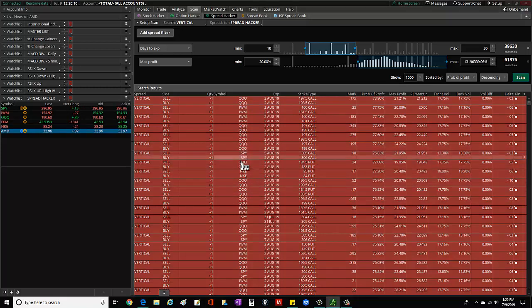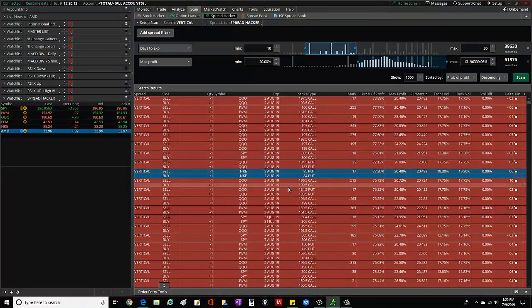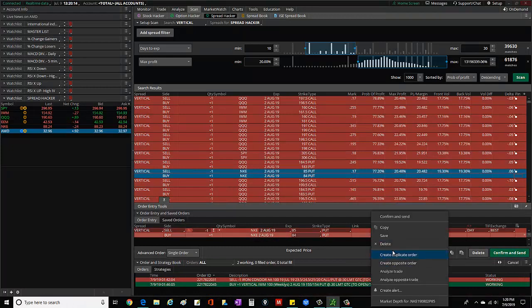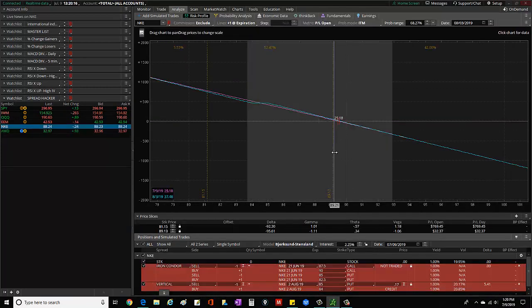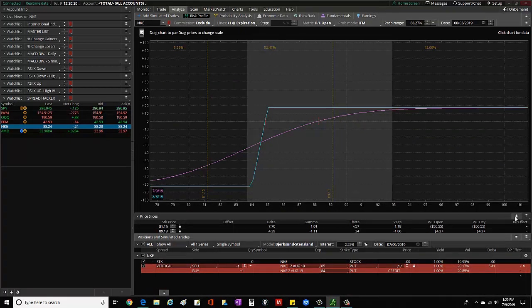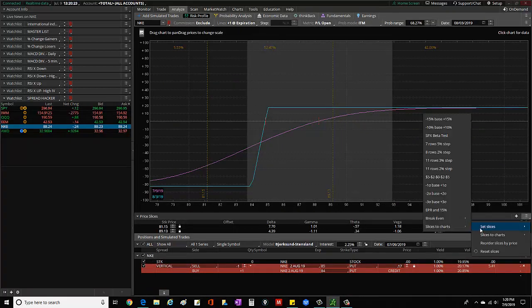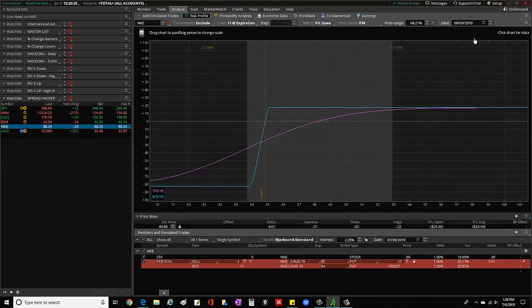So once you find one here, let's say I wanted to trade Nike, create duplicate order, we could create it there and take a look at it. Let's see, I've got another one from last time I was looking here. So let's go ahead and set our slices to break even on August the 3rd. And you can see for this trade to move against you, or for it to be not profitable at expiration, it would have to dip down below 84.86.